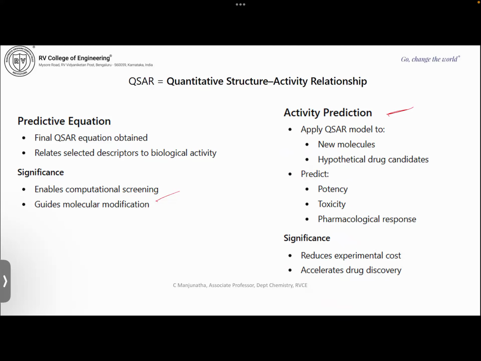Apply that QSAR model to new molecules and hypothetical drug candidates, to predict the potency, toxicity, and pharmacological response. This will reduce the experimental cost and accelerate drug discovery. So this is about the quantitative structure activity relationship.